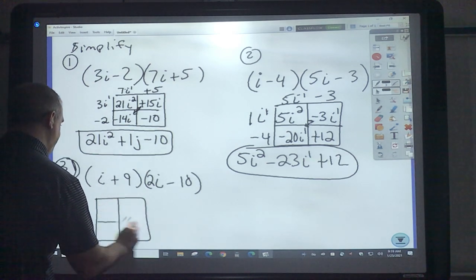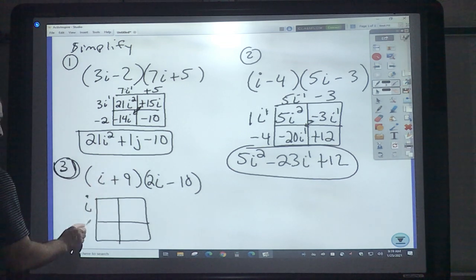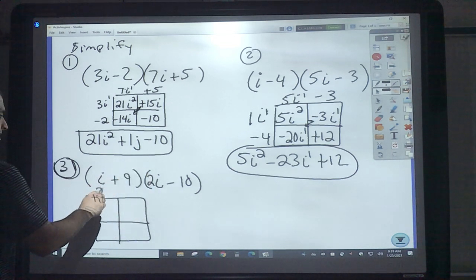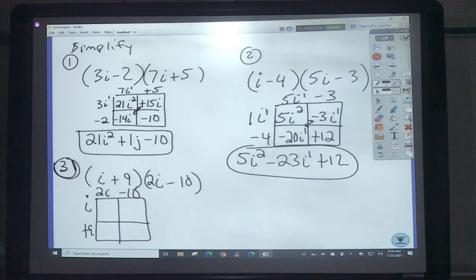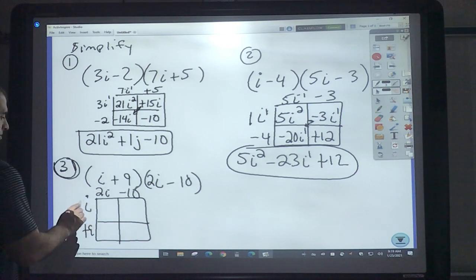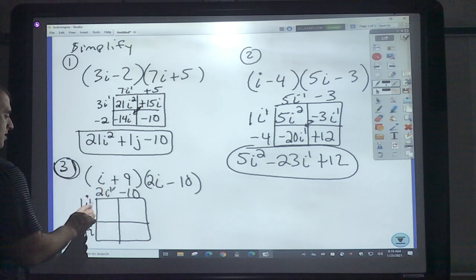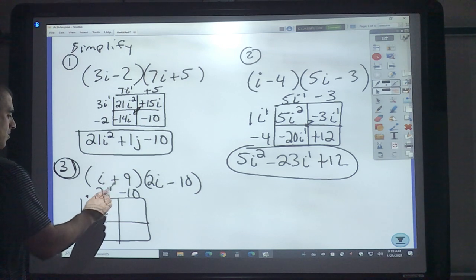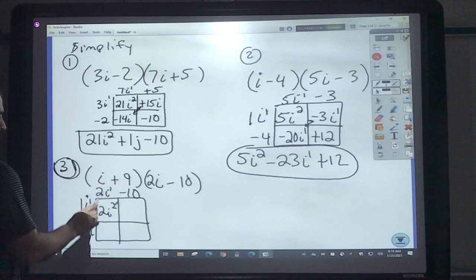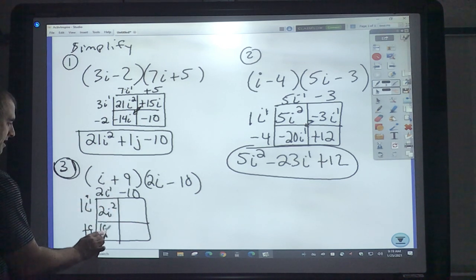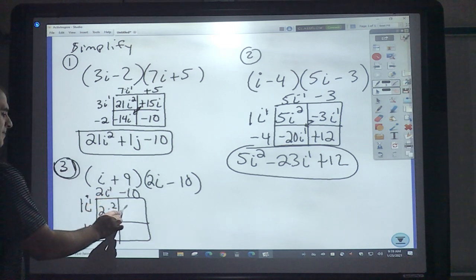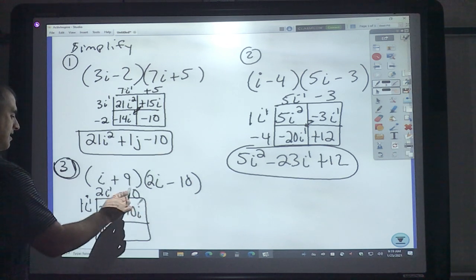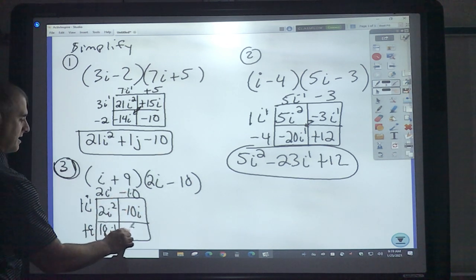So here, I put this down the side as i plus 9. I put this down here as 2i minus 10. So what I would have is 1 and 1, 1. 2 times 1 is 2. 1 plus 1 would be 2. 2 times 9 would be 18. 1, then that's just i to the first. 1i times that would be negative 10 with an i. Negative 10 times 9 would give me negative 90.